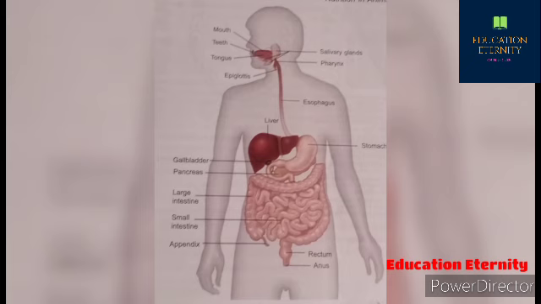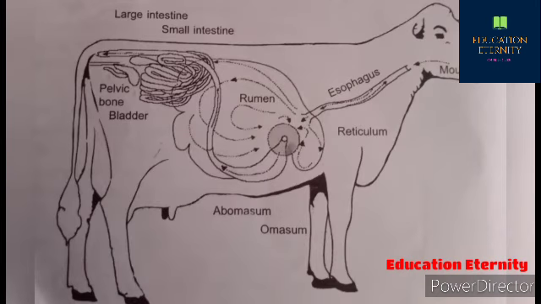In the large intestine, excess water from the material is absorbed. The semi-solid residue is stored in the last part of the large intestine called the rectum, and finally thrown out of the body through the anus from time to time. The throwing out of the waste of digested food from the rectum is also known as defecation.